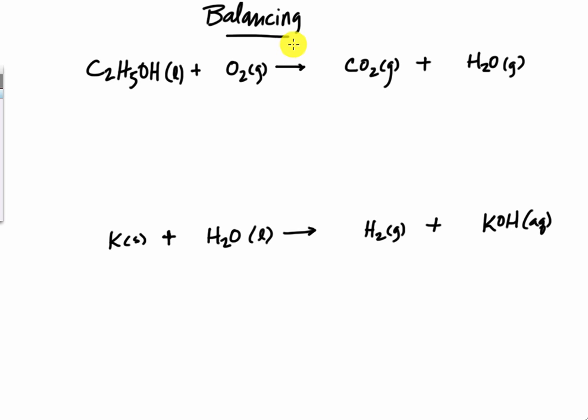So here's the strategy I use. I'll cut this reaction in half so I have my reactants and my products separated. Then I'm going to list the elements: carbon, hydrogen, and oxygen. Those are the three elements that I have.